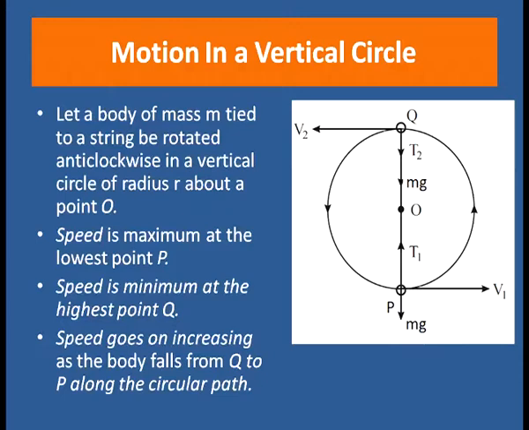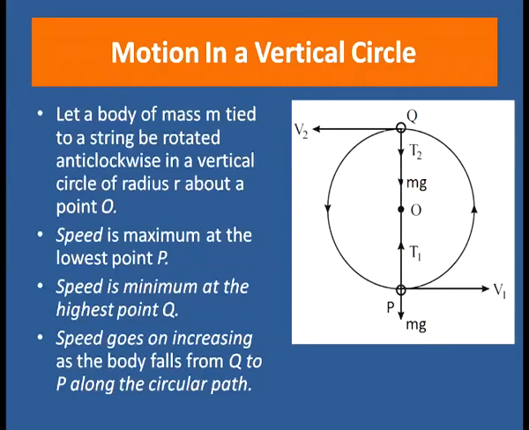When it reaches the highest point, the velocity is minimum. Again, when it moves downwards, the velocity goes on increasing. Hence, speed goes on increasing as the body falls from Q to P along the circular path.